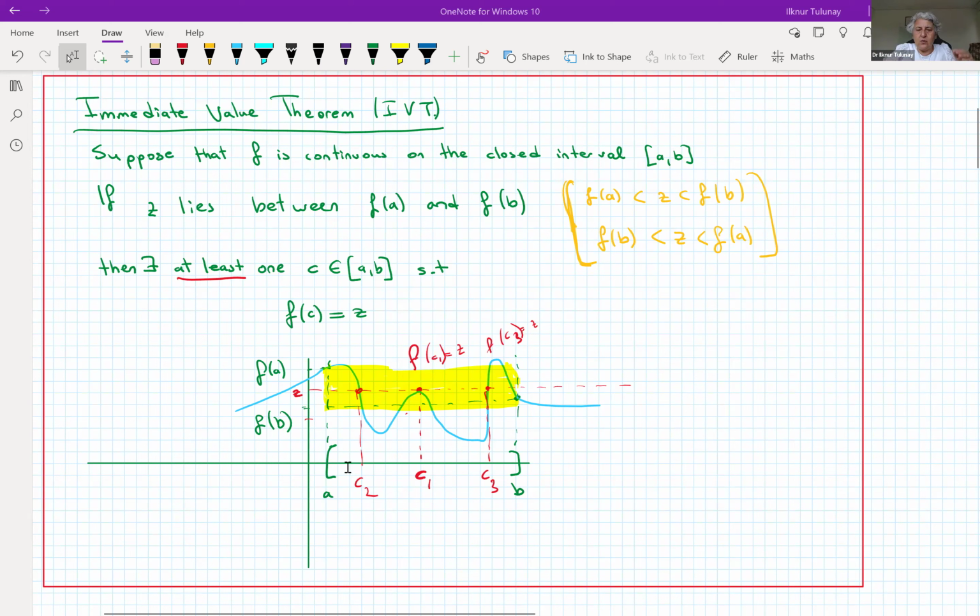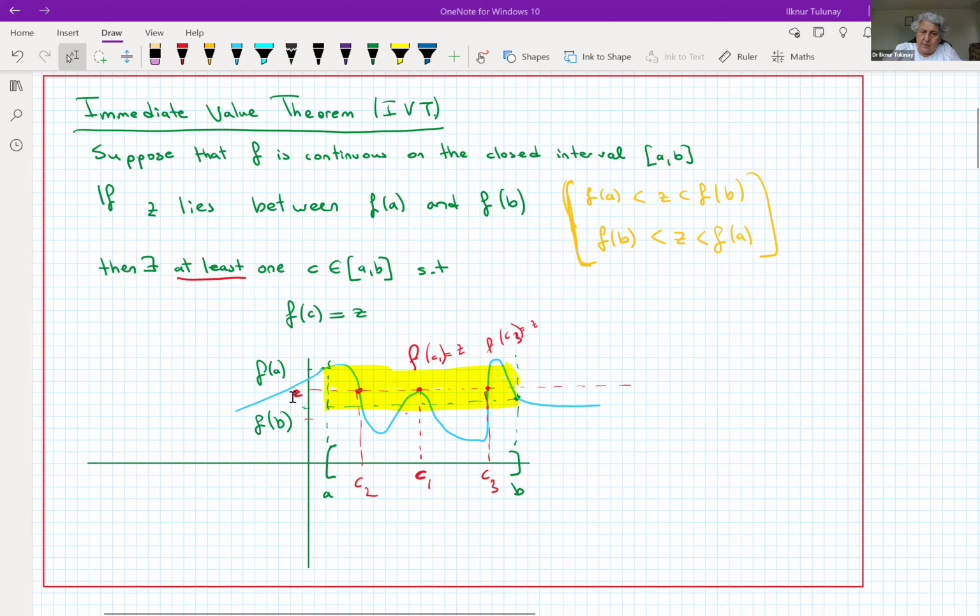What is it geometrically? So we have an interval a and b. Assume that f(b) is smaller than f(a). So f(b) is this line, f(a) is this line. So we have a rectangular range here. Whatever the function is doing between those, it needs to be continuous, which means there is no gap. From here to here, there must be no gap in the function, no empty point. Then the theorem says that there exists at least one c such that f(c) is equal to z.